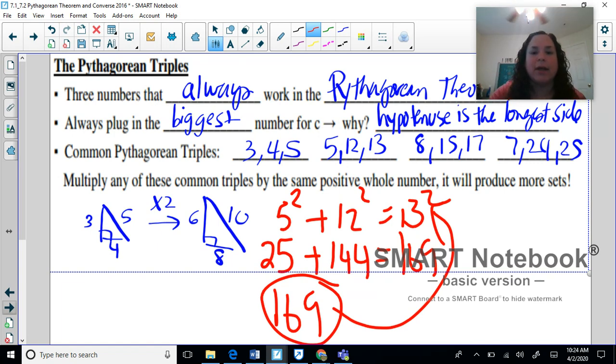Here at the bottom, I've plugged 5, 12, and 13 into the Pythagorean theorem. Remember, you always plug in the biggest number for the hypotenuse, the c, which in this case would be 13. And 5 and 12, you just plug in as a and b. You get 25 plus 144 equals 169. If you add 25 plus 144, it actually equals 169. Bada bing, bada boom. It worked.